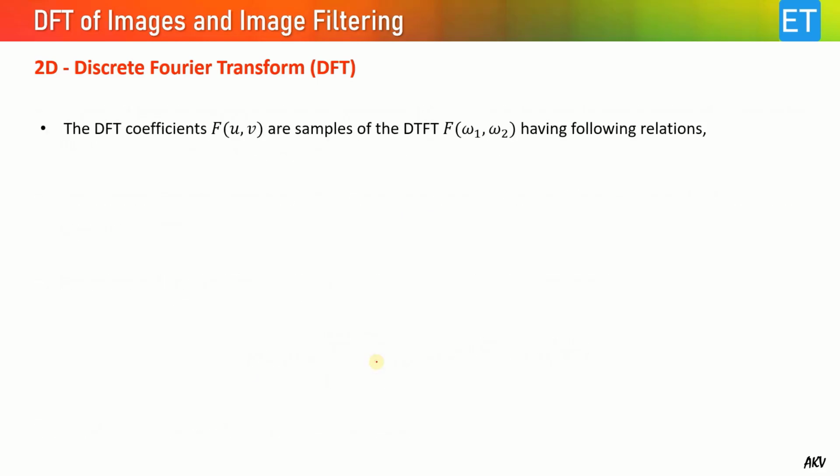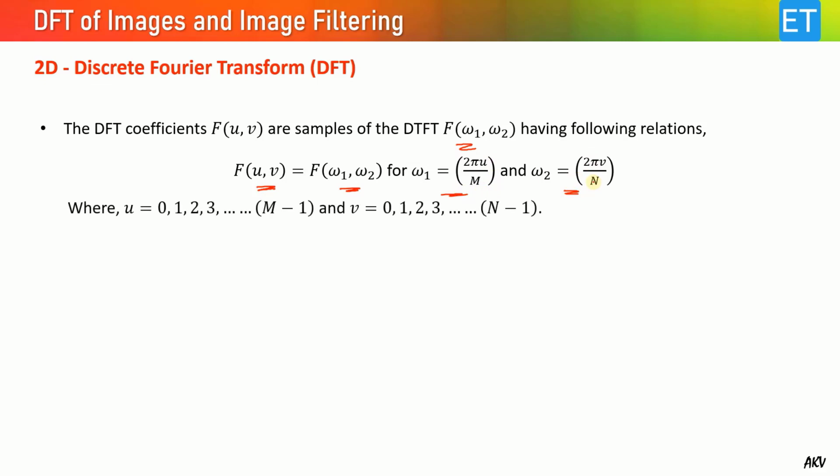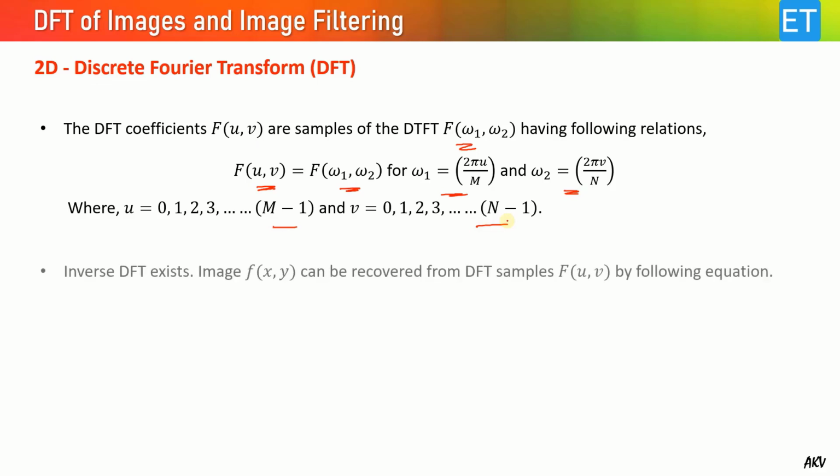And the DFT coefficients, as I said, these are the samples of the DTFT. So they have this relation. You can see that your discrete Fourier transform is equivalent to your DTFT for the following frequency values: ω1 is 2πu/M, and ω2 is 2πv/N, where u is varying from 0 to M minus 1 and v is varying from 0 to N minus 1.